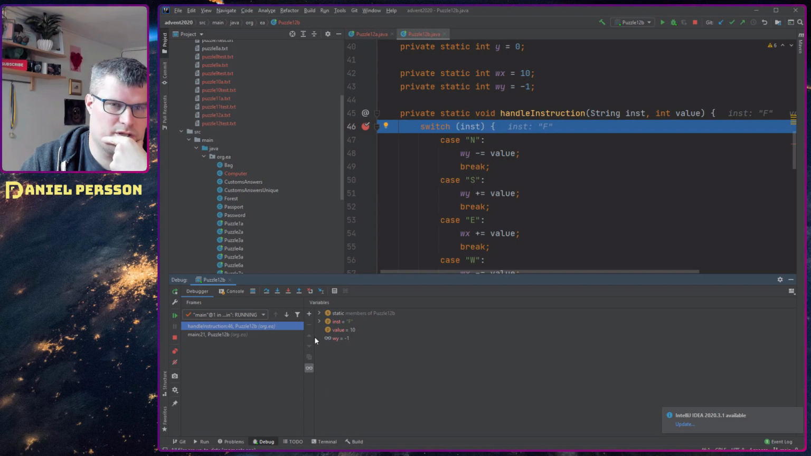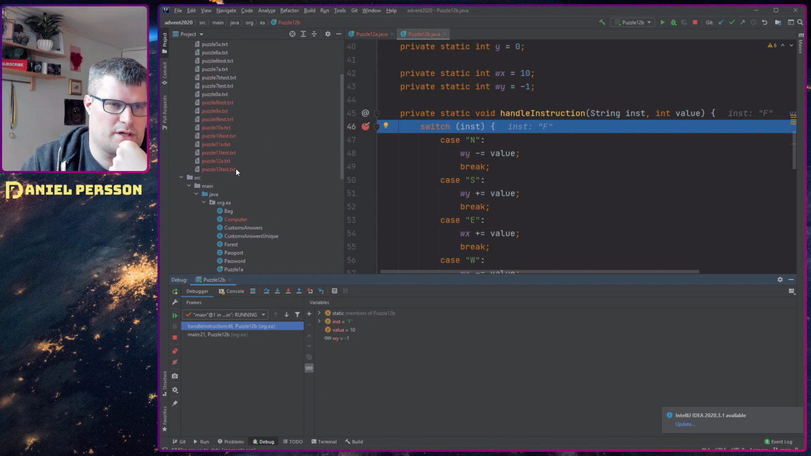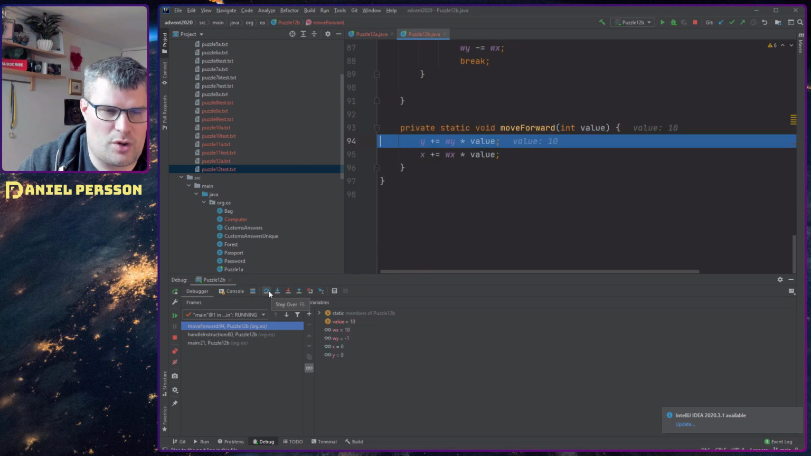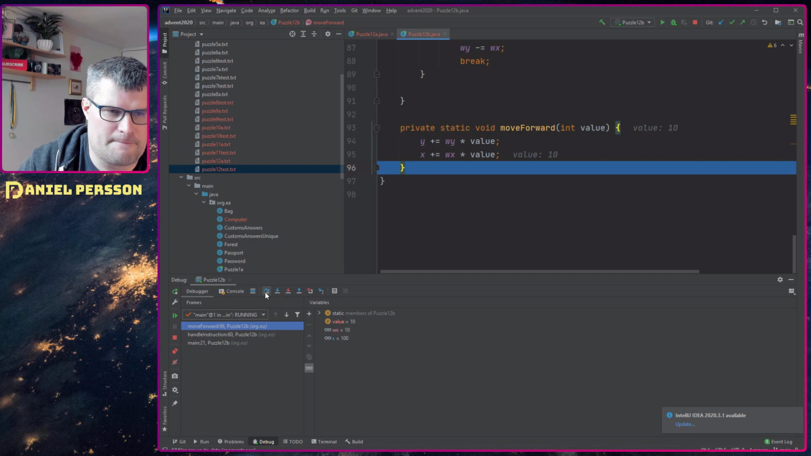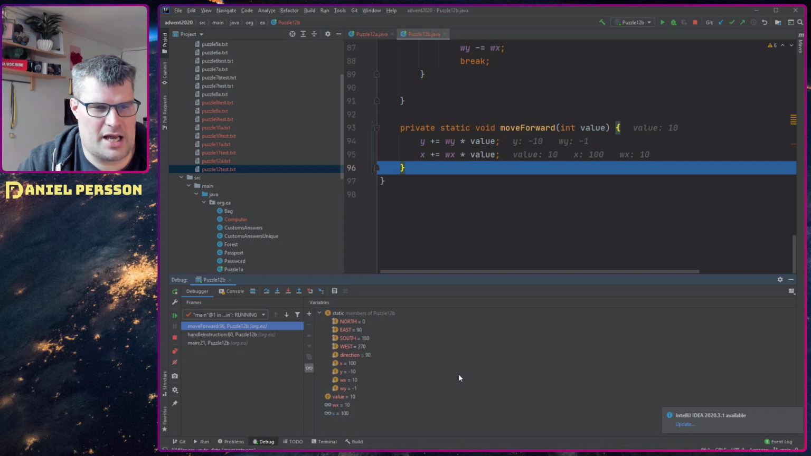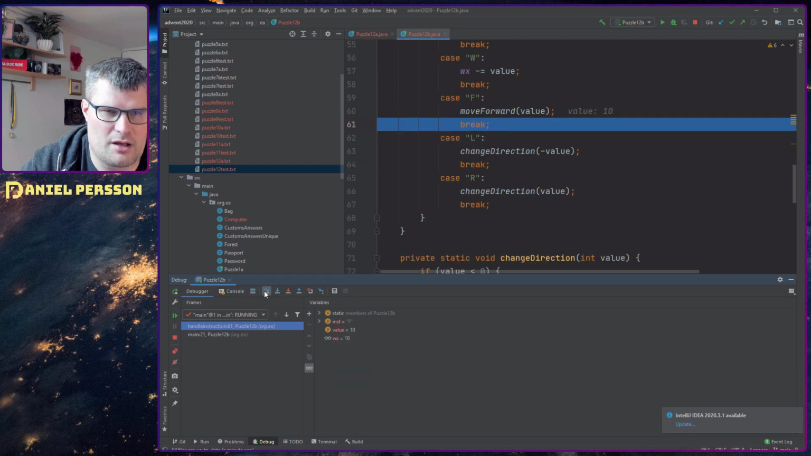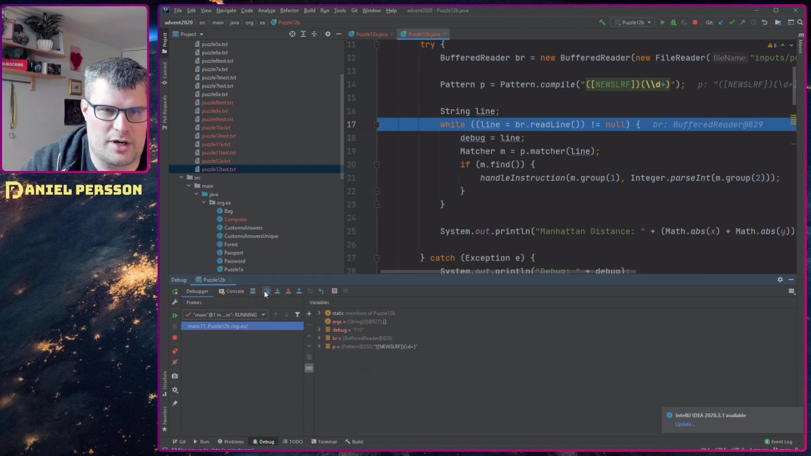And we start there, and we have a forward as our first command here, 10, yes. So we moved the forward, and that moves x to 100 and y to minus 10. So that's right. That's what we were expecting.